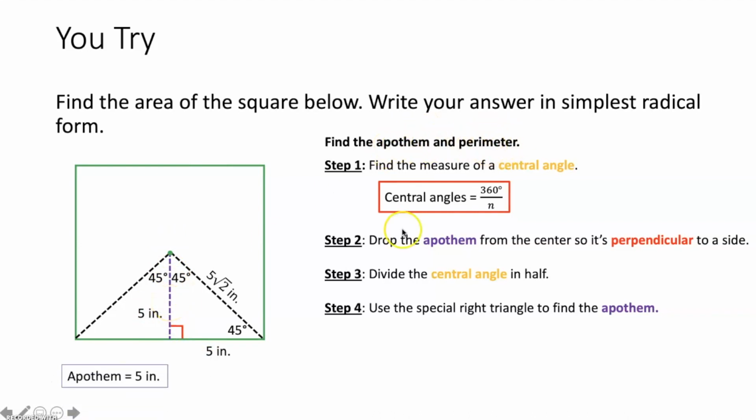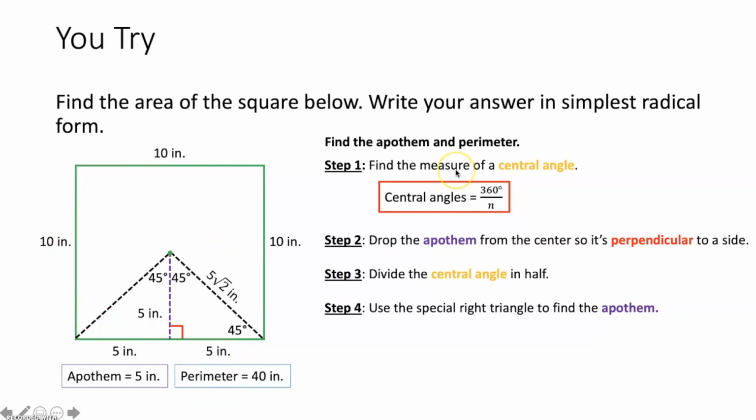Now we need to find the perimeter. So how do we do that? Well, we have the length of this segment right here is 5 inches. And we said that the apothem bisects this side over here, meaning that if the length of this segment is 5 inches, the length of this segment over here must also be 5 inches, meaning the whole side length would be 10 inches. And because it's a square, it's a regular polygon, meaning all of these sides must be congruent to each other. So all of these side lengths would be 10 inches, meaning that the perimeter would be 40 inches.